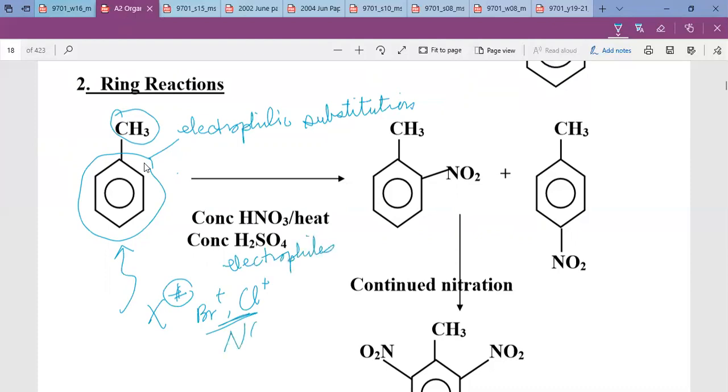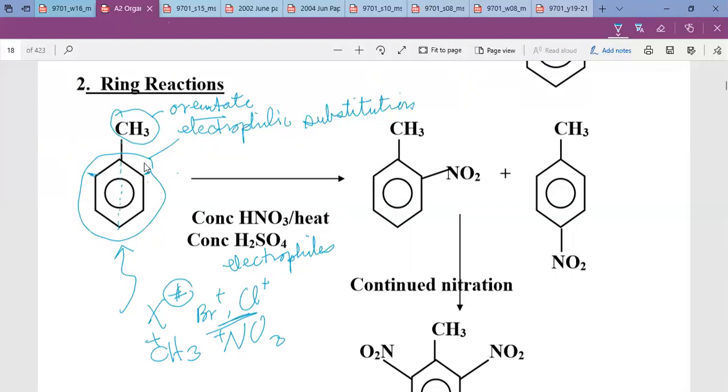Or maybe another NO2 positive, or maybe another CH3 positive. Don't care. When you come here, this group will direct, or they call it orientate, to enter which position. Now, these 2 positions here are the same, right? Because this is a symmetrical molecule now.